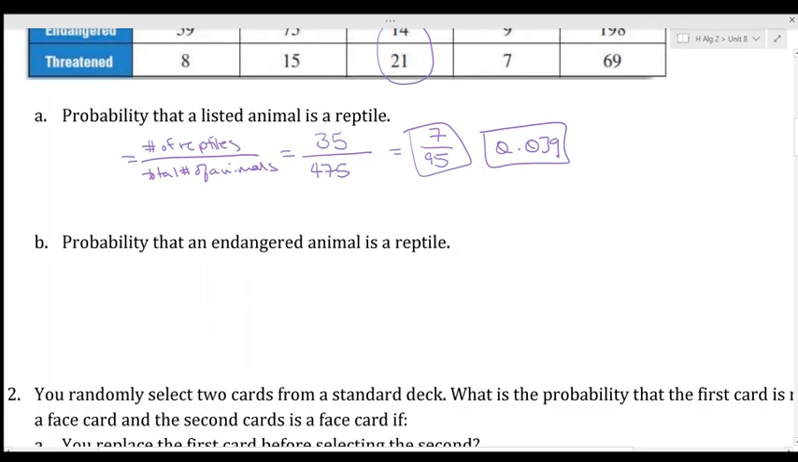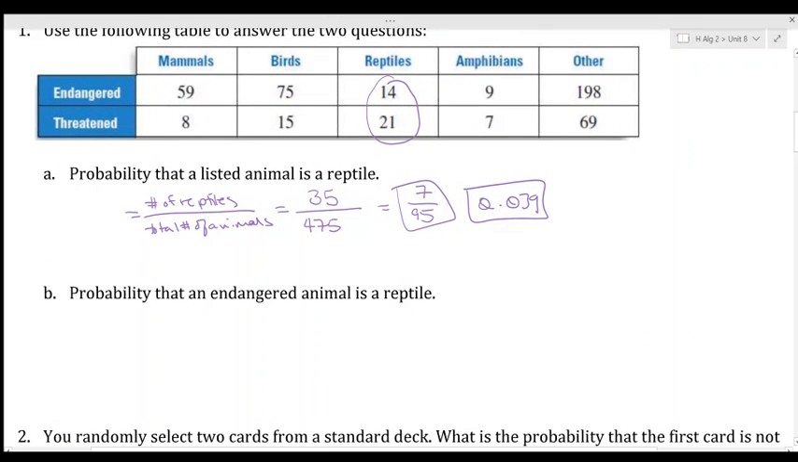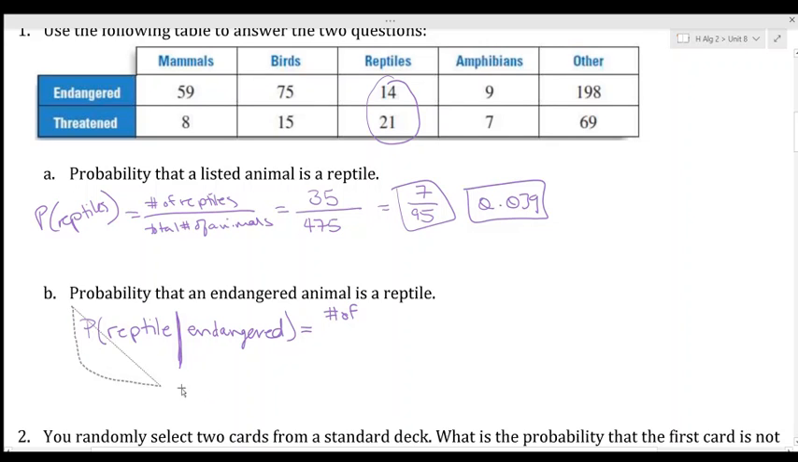Now, part B is going to be a conditional probability. What is the probability that an endangered animal is a reptile? Okay, so that means when we write out a probability, we're still trying to figure out if it's a reptile, but it has to be given the condition that it's endangered. So this is the probability of just reptiles. So this is the probability it's a reptile given that it's endangered. What you're going to need to do is figure out the number of, and let's just do this in a different color, shall we, so that we're not getting confused.